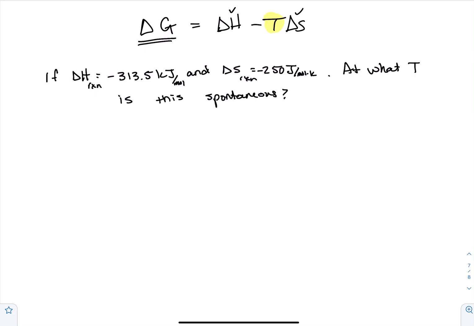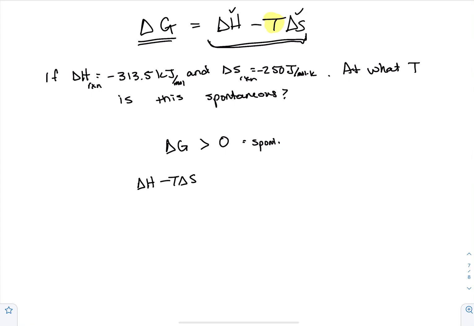All right, so as long as this term is greater than 0, right? Because if you want delta G to be less than 0, that's when something is spontaneous. So if I just substitute this in for this side over here, delta H less than T delta S, as long as that is greater than 0, it will be spontaneous.